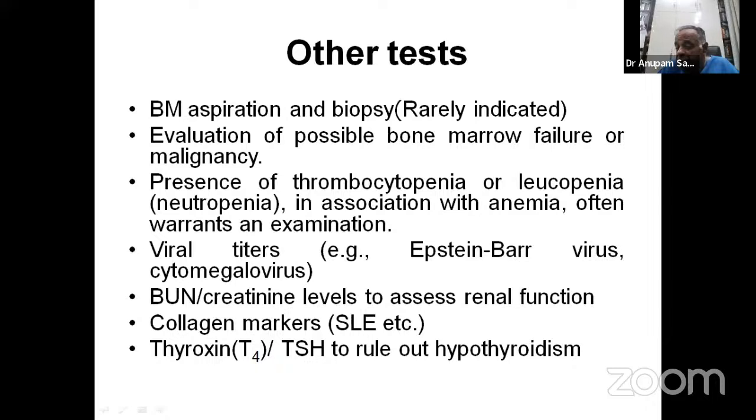And we also missed a diagnosis in the outpatients because we didn't take blood pressure. So that's very important. You should look at the collagen vascular markers and the thyroid function tests also.